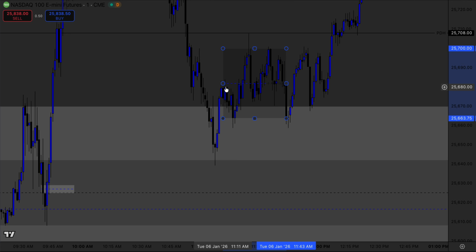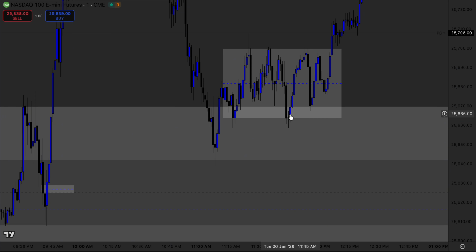Consolidation model. All right, let's do this one. So here we have our low of the range, been tested numerous times, our high of the range, been tested numerous times. So if I'm trading the consolidation model, I am only looking for longs.